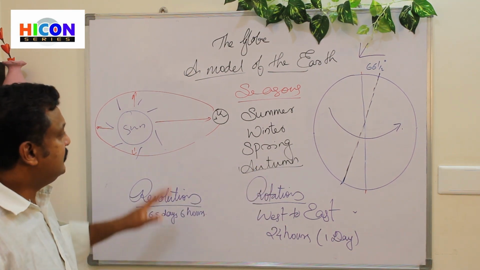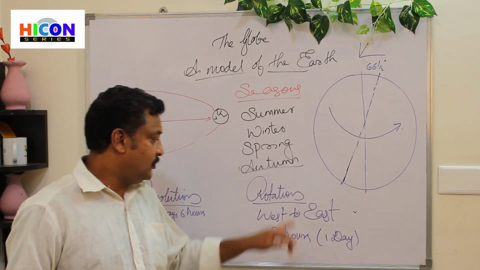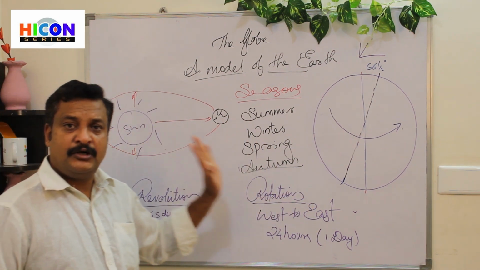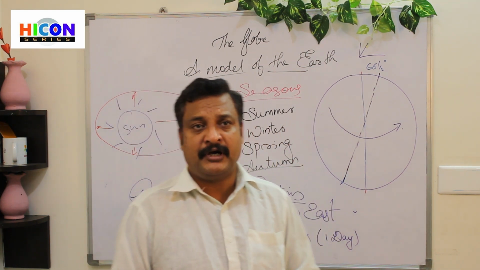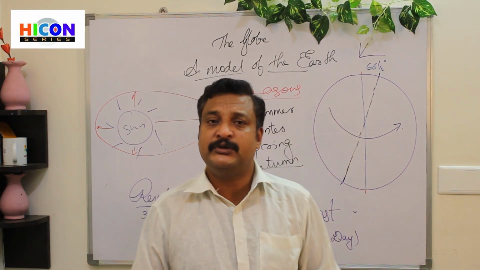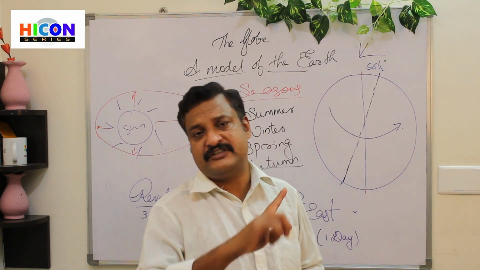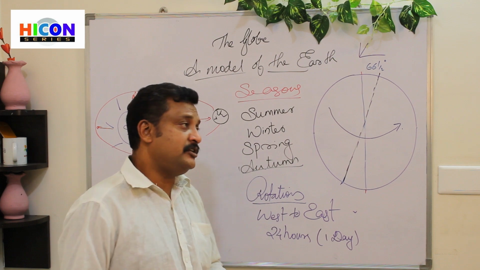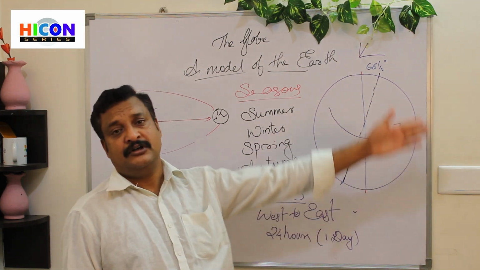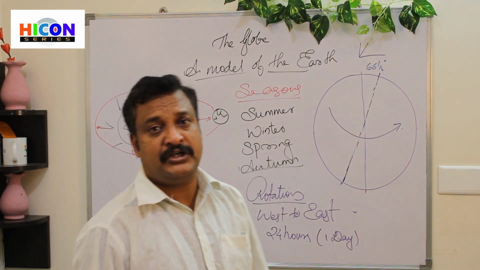Okay, so the earth has 2 major movements, rotation and revolution. Rotation is the movement of the earth on its own axis, that is tilted by 66.5 degrees to the east. It rotates from west to east. We get days and nights because of that. The total duration for the earth to complete one rotation is 24 hours or 1 day.